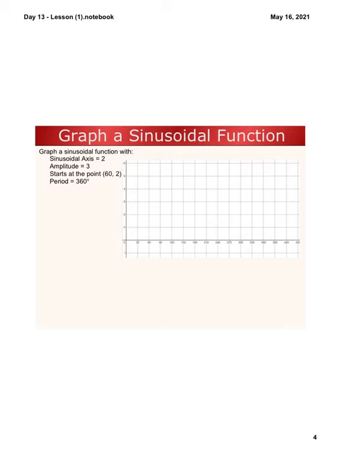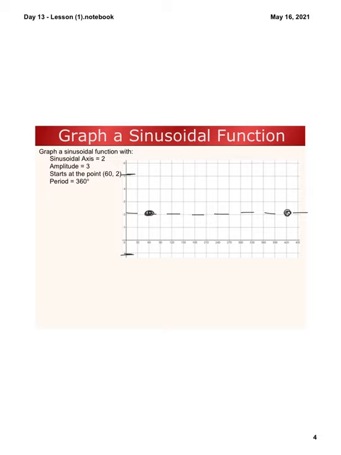So we have another example. Again, take a look at this. Pause the video when you're ready, and then when you come back, I'll have graphed it for you. We have to graph something that has an axis at 2, an amplitude of 3, and it needs to start at the point 60,2 with a period of 360.